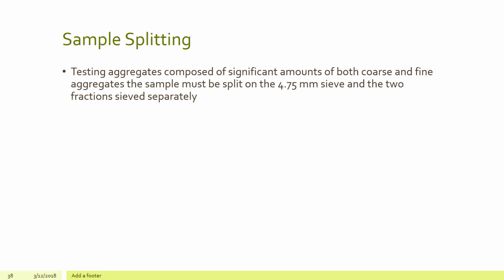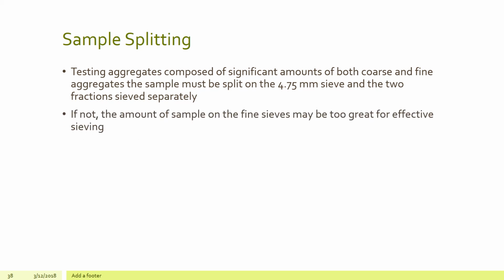Sample splitting. When testing aggregates composed of significant amounts of both coarse and fine aggregates, the sample must be split on the 4.75 sieve and the 2 fractions sieved separately. If not, the amount of sample on the fine sieves may be too great for effective sieving.